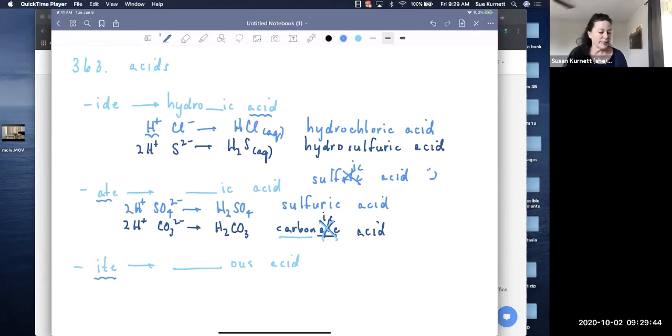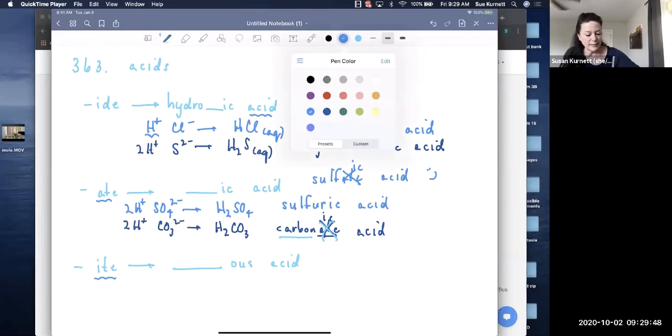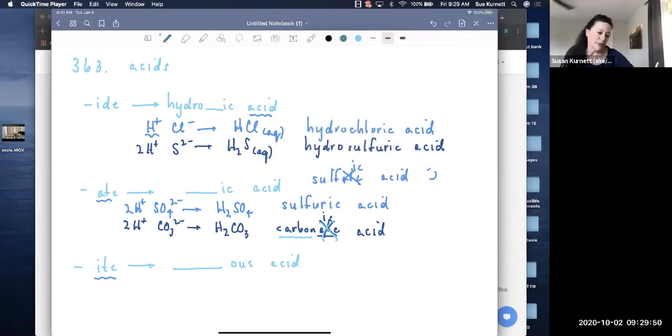Okay, so ates make ic acids, and ites make ous acids. So nitrate is NO3 minus 1. Nitrite is NO2 minus 1. And if we gain a hydrogen to make a compound, the ite becomes an ous acid.